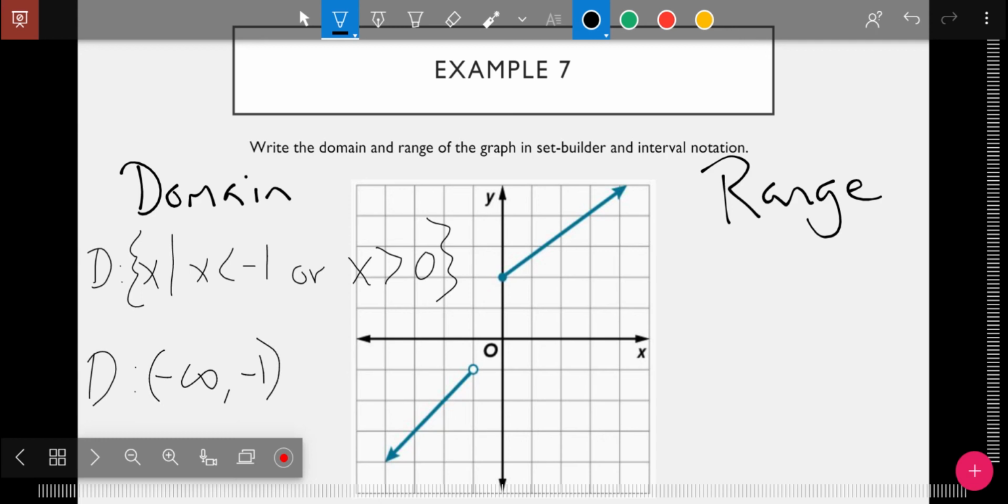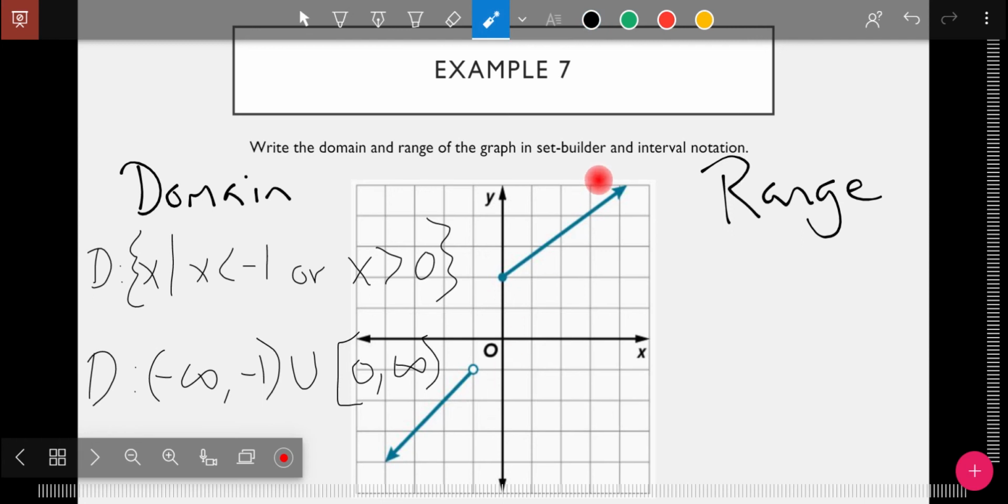Instead of writing or, I'm going to do that little u thing. And then it goes from 0. Oh, I was going too fast there. 0 to positive infinity. All right. Infinities always get the round one. 0 is included, so it gets the square bracket.